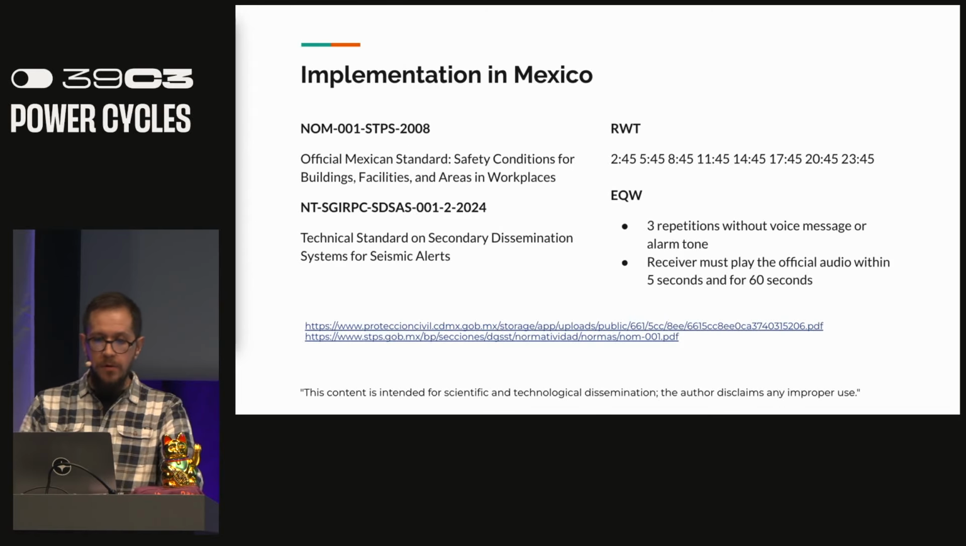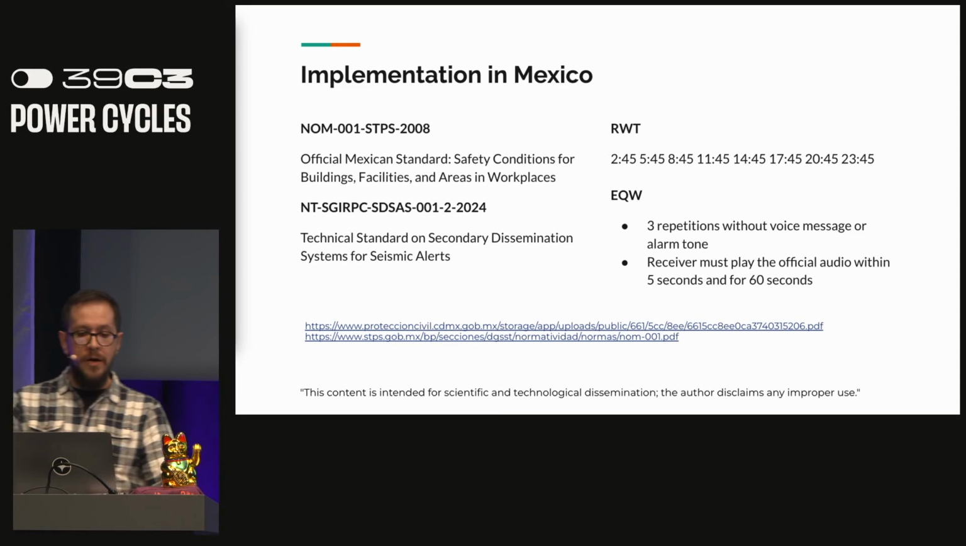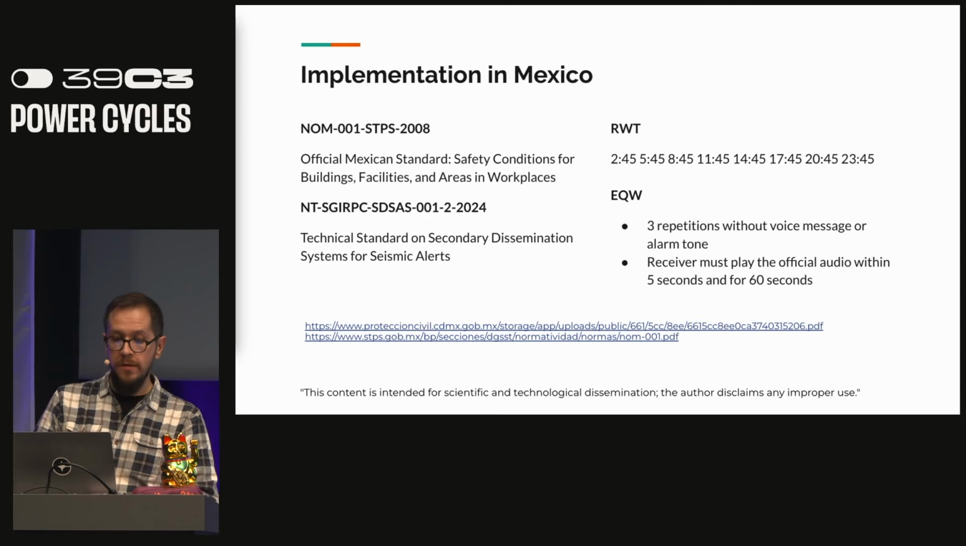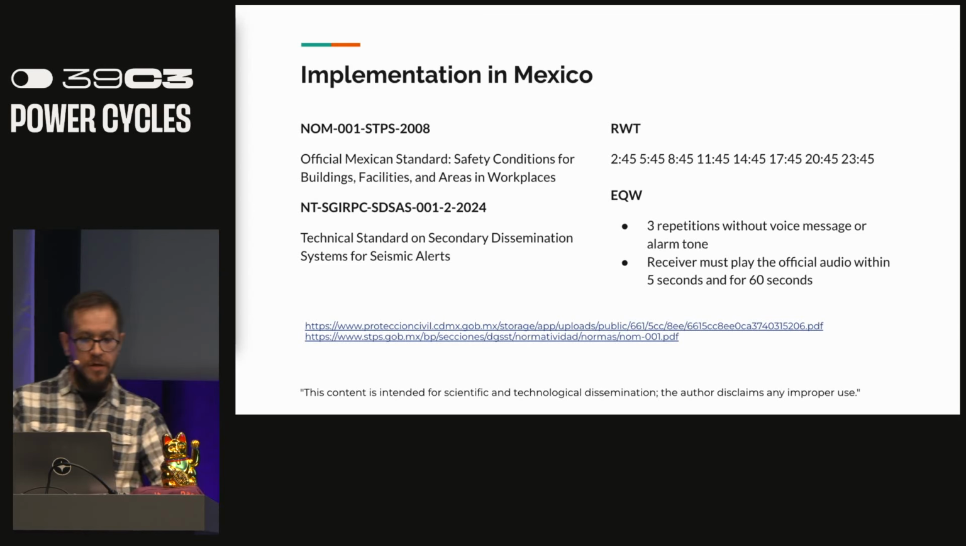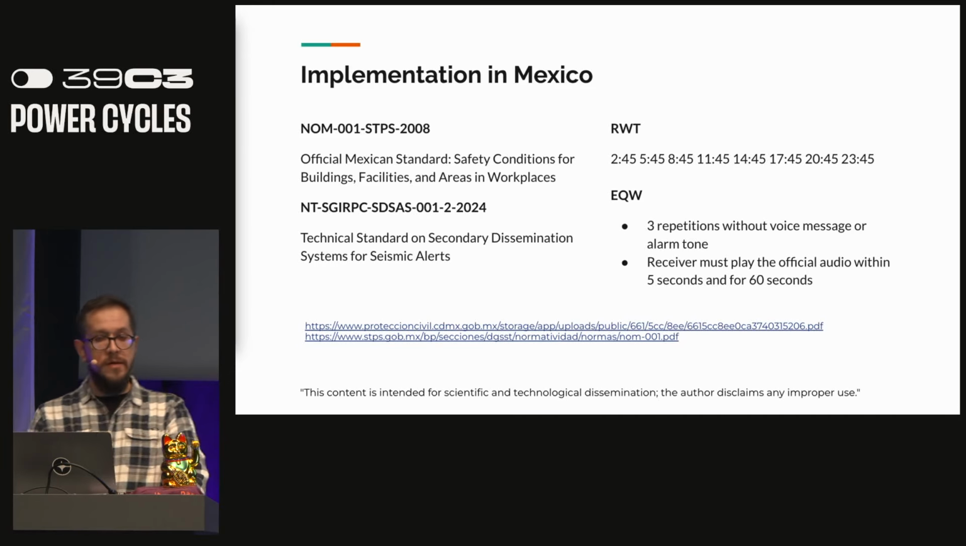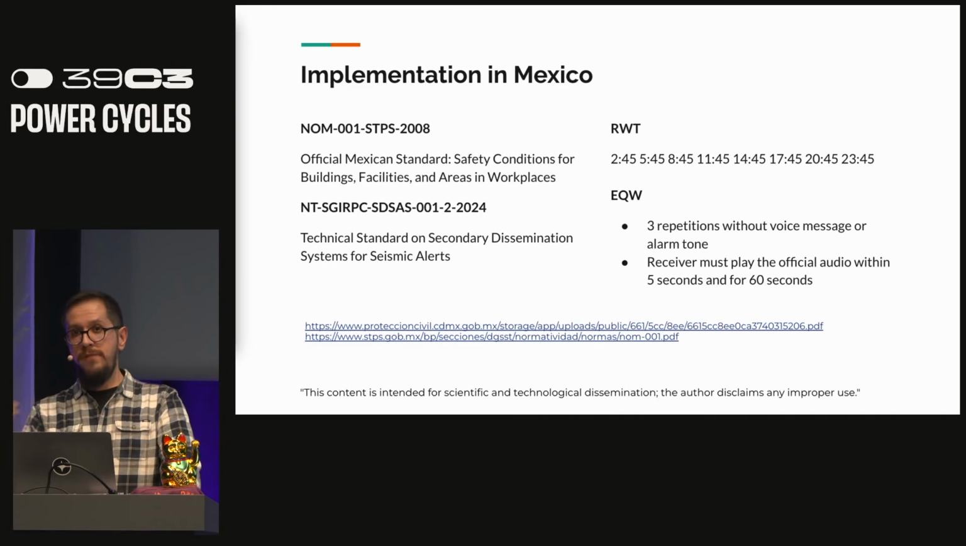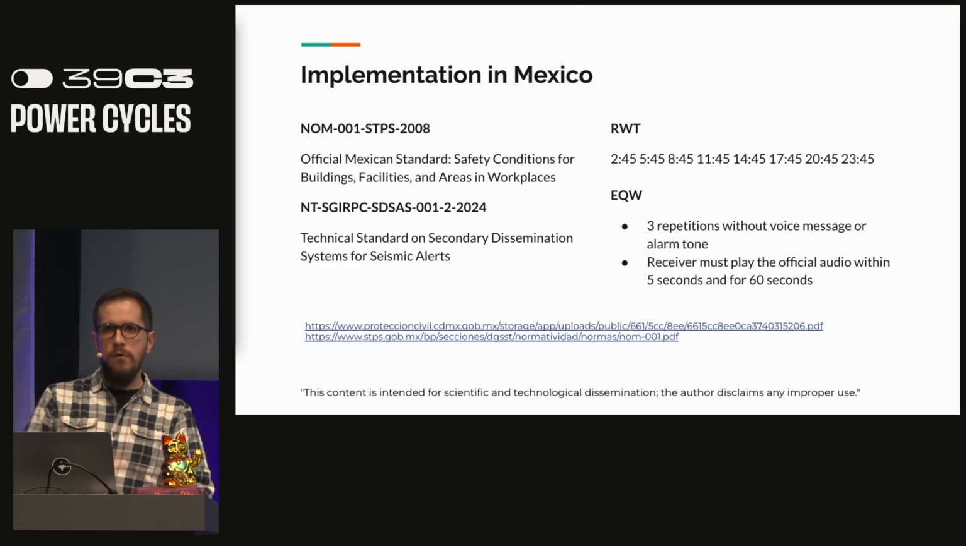But in Mexico, for the implementation, there are two main laws. The first is the NOM, as we say in Spanish. It's the official Mexican standard for safety conditions that says you have to have a receiver in offices and public places, and there is a technical standard on this kind of systems.